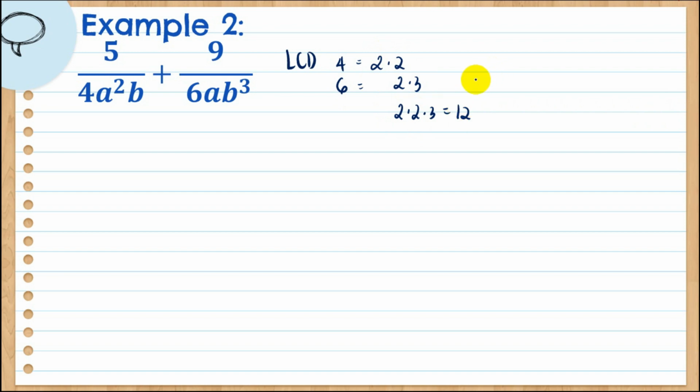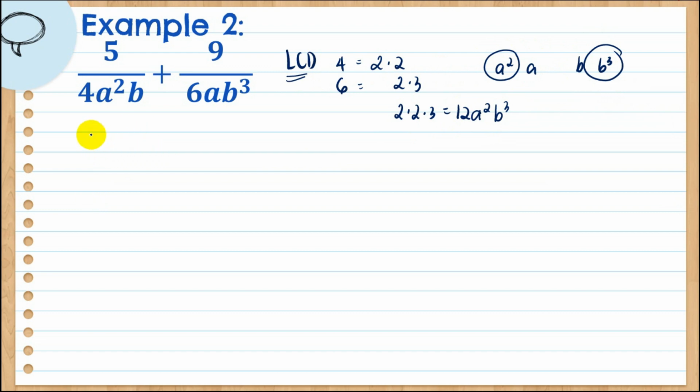Now, for the variables, we have a squared and a, and then b and b cubed. Again, when it comes to LCD, ang kinukuha natin ngayon ay yung may largest exponent. So, a squared at saka b cubed po tayo. So, ang mabubuo nating LCD is 12 a squared b cubed.